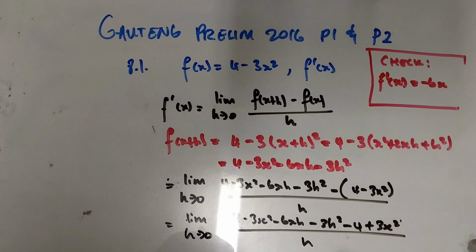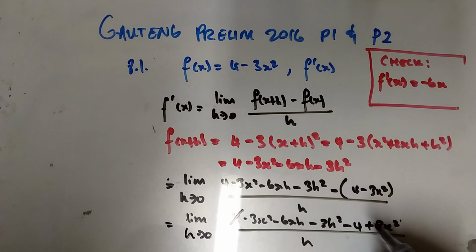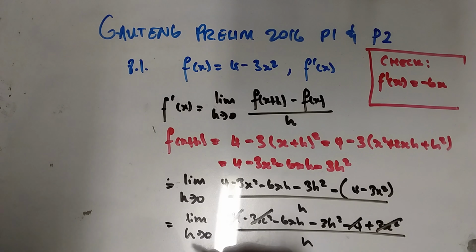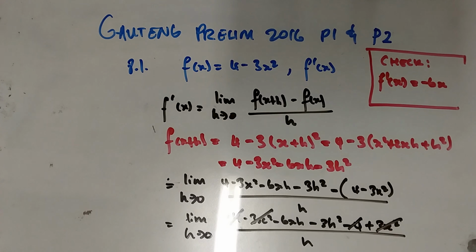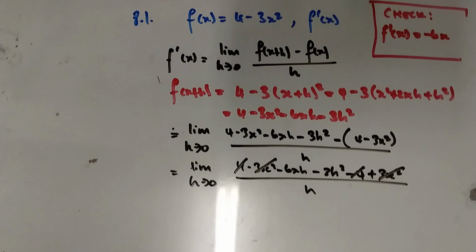And if this is true, all the terms that do not have h should cancel out. Okay, so which means this and that will give me 0, this and that will give me 0. So the only terms that we have there should include h. Okay, so this is what is going to happen now.